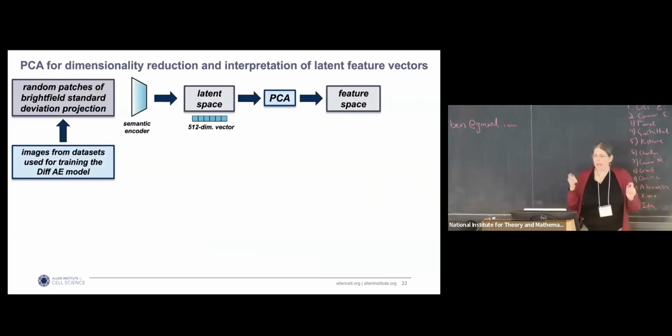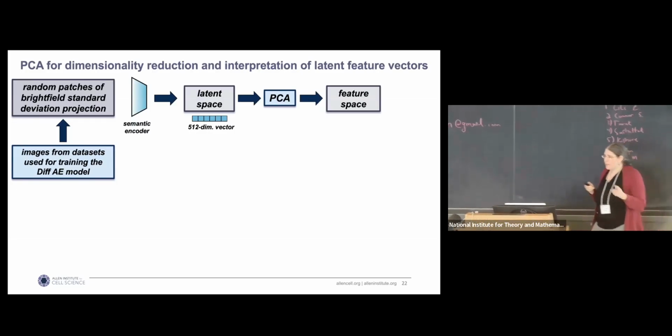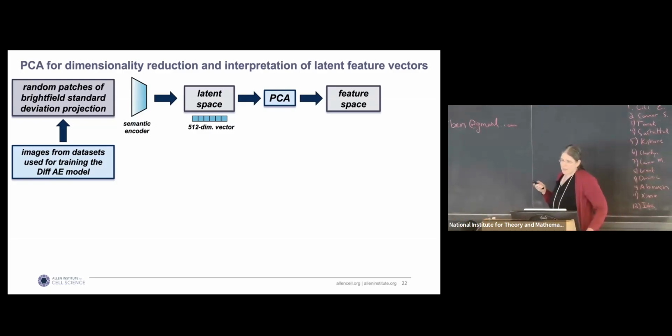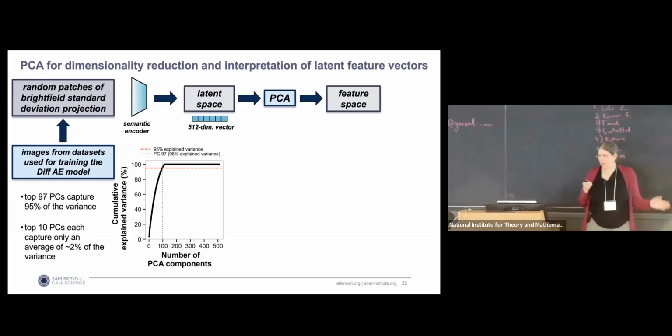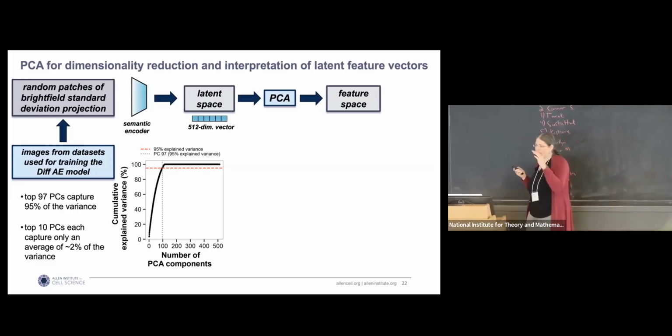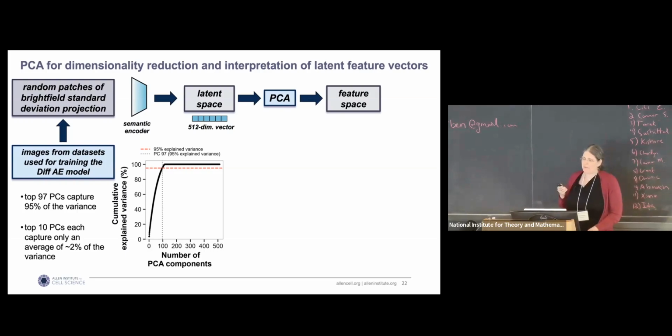So now we take all of our data sets that we use for training, all of the images. We make these random patches, we run them through, we get a latent space. We are going to do PCA as a first step. We had a 512-dimensional latent space, and we get a feature space. When we look at these PCs, we can see that the top 10 PCs only on average cover about 2% each. We only get to about 95% of the variance with 97 PCs.